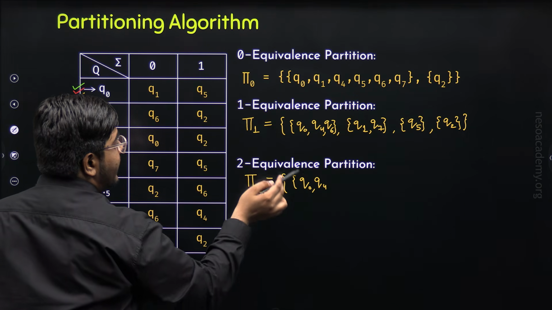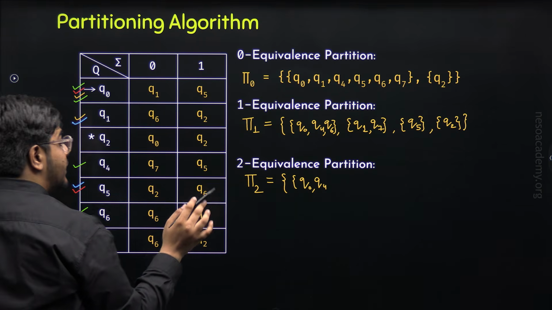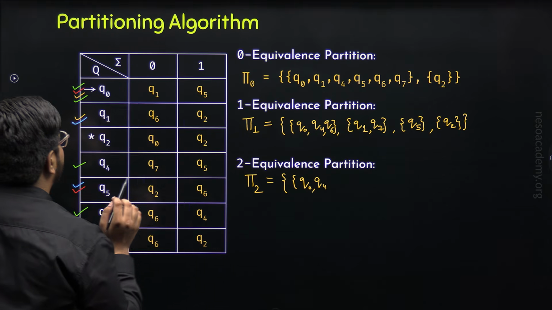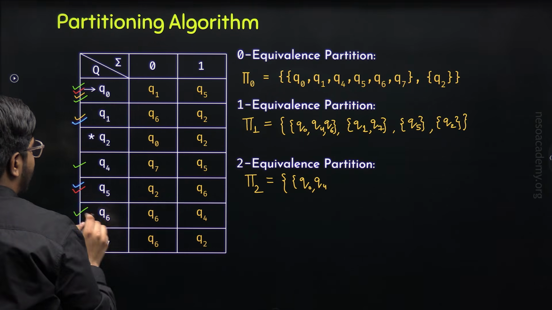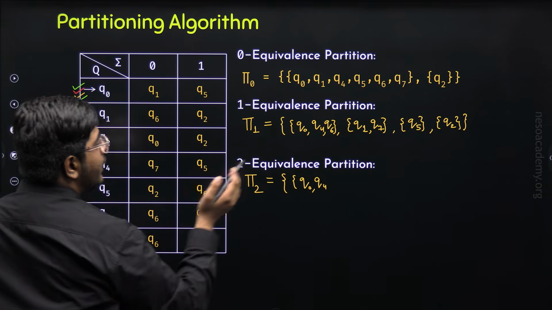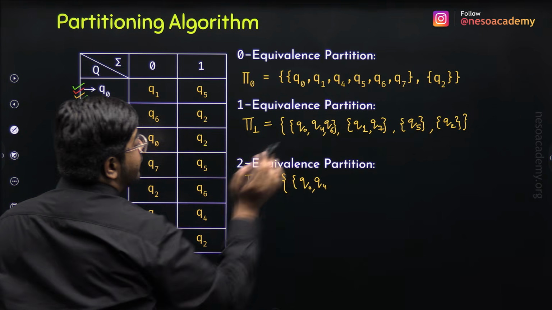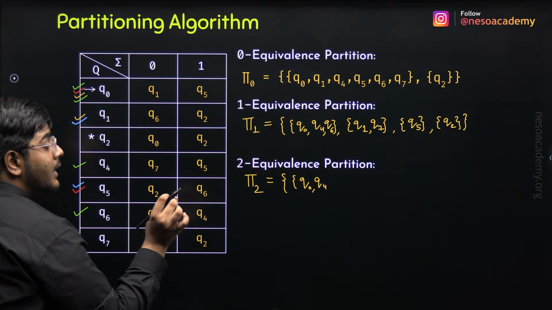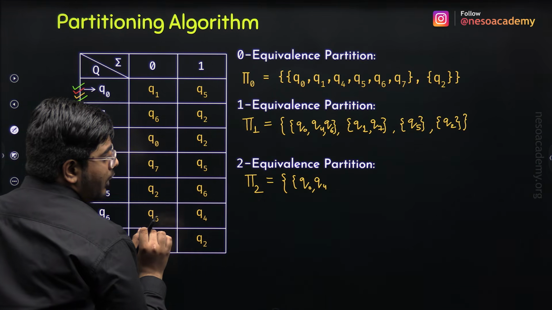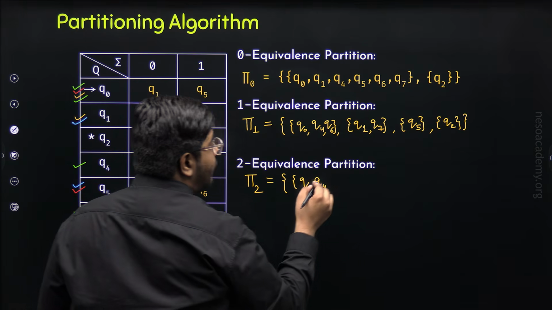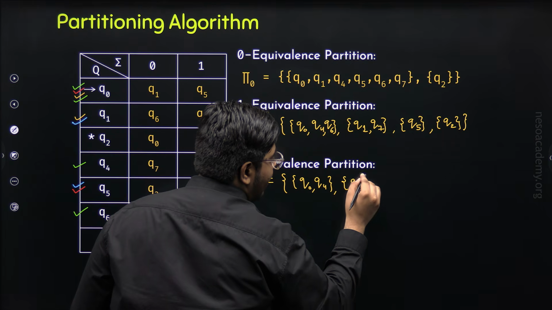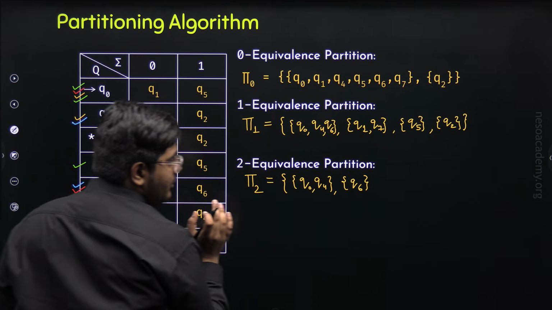Now let's check for the state Q6. Q6 can be checked with either of Q0 or Q4 because Q0 and Q4 are equivalent to each other. So let's check Q6 with Q0. So we are taking Q0 and Q6. On 0, it is giving Q1 and Q6. Q1 and Q6 lie under different partitions, which means this time Q6 is not equivalent to Q4 and Q0. That is why we have to separate Q6 into a different partition. So we have separated Q6 into a different partition.